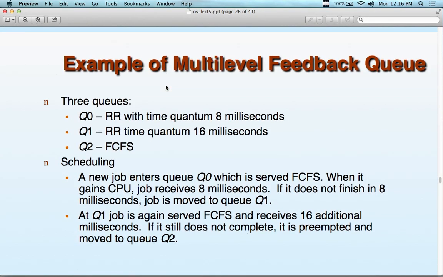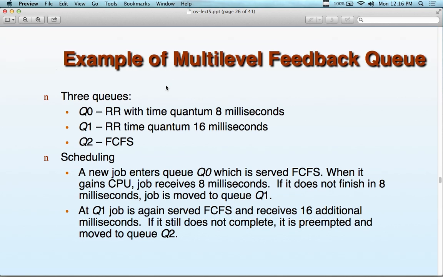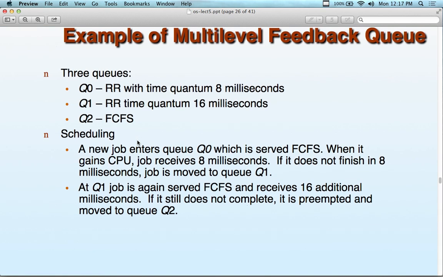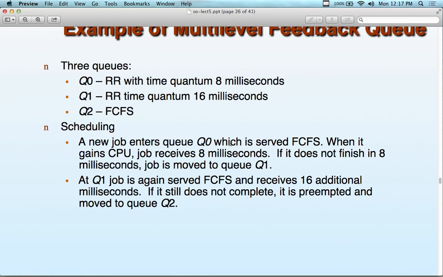So here's an example of a multi-level feedback queue where we have three queues, Q0, 1, and 2. We have a round robin with a quantum time of 8 for the first one. And we're going to use a round robin with a 16 millisecond quantum time. And then let's just use the first come, first serve for the third one. The first come, first serve is not a bad algorithm. It's great for background processes. It really reduces all the processing time it takes for context switching. And then we have the scheduling. So a new job enters into Q0, which is serviced by first come, first serve.